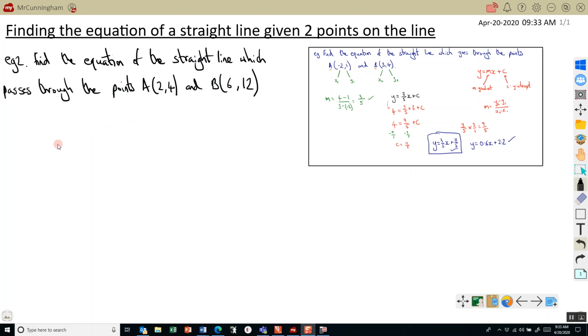Third question. Well, let's look at some of these. The first answer was, the first thing we're going to work out is the gradient. And the general equation for a straight line is y equals mx plus c. So work out the gradient for me and type in your answer. Use the formula.